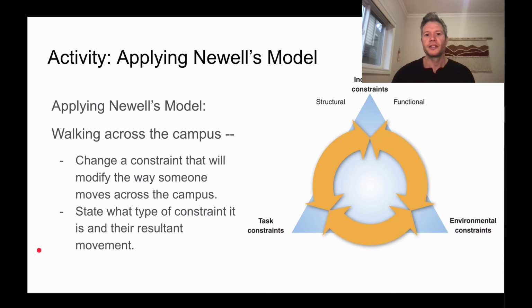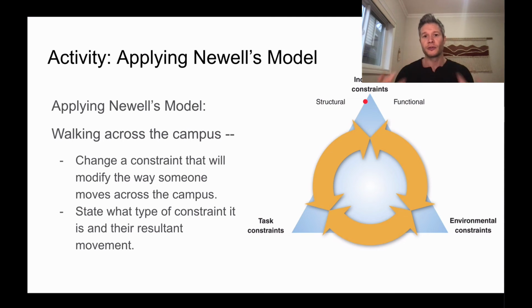Okay, so if someone was to have rolled their ankle, okay, so that's an individual structural constraint, maybe functional if there's pain involved, but individually, I've changed the way they move their ankle. They're going to want to favor that ankle.